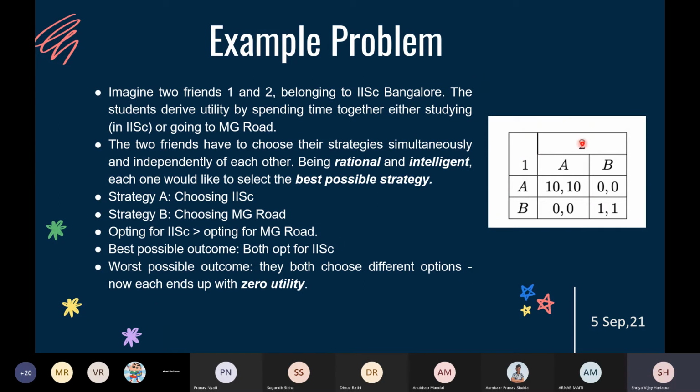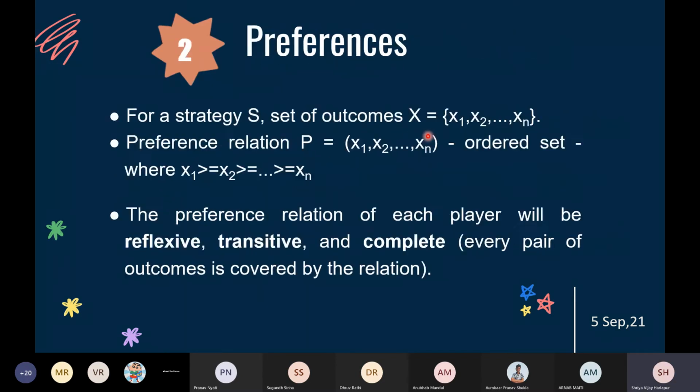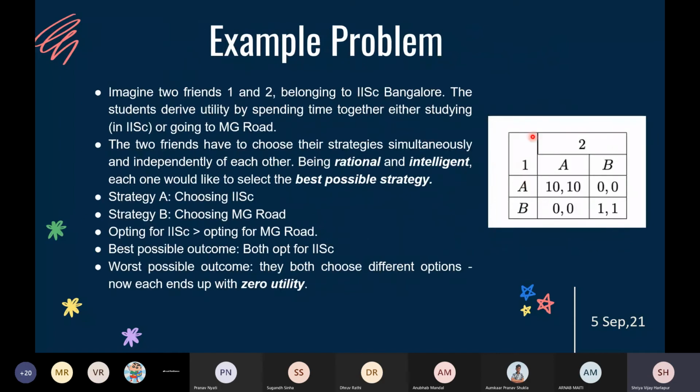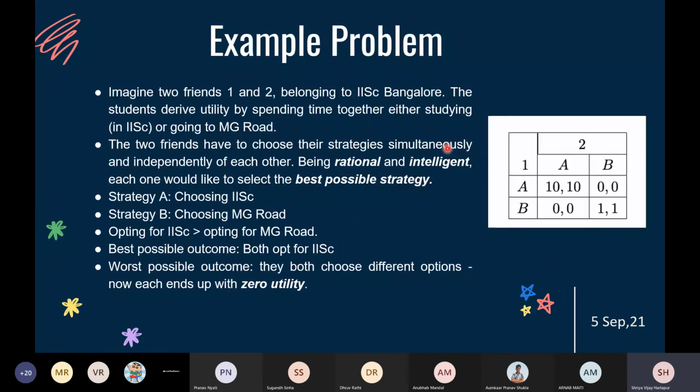Player one and player two are the two players, the N that we talked about earlier. As you can see, it's a two-dimensional matrix because there are two players. There are two strategies, A and B. Strategy A is choosing IISc, staying back and studying together. Strategy B is going to MG Road. These are the strategies, S_i. So S1 would be A comma B, and S2 would also be A comma B. That's how we would represent the set.